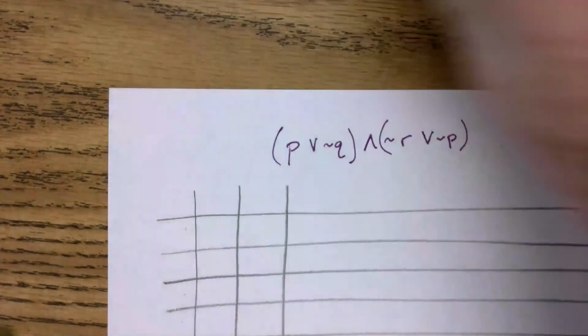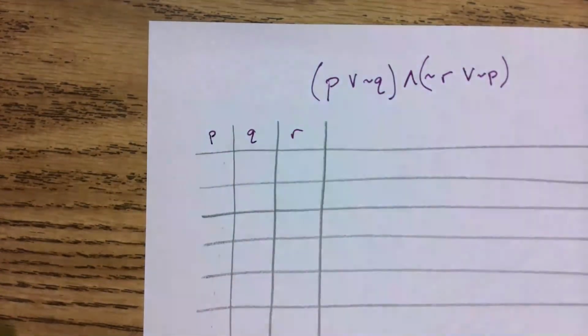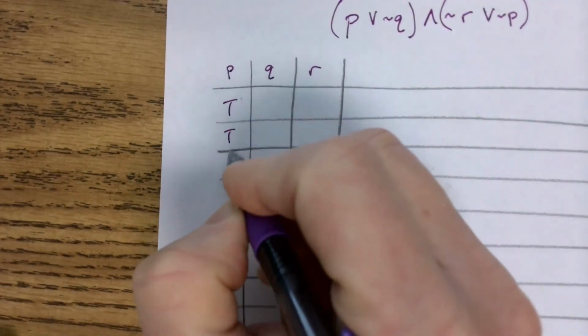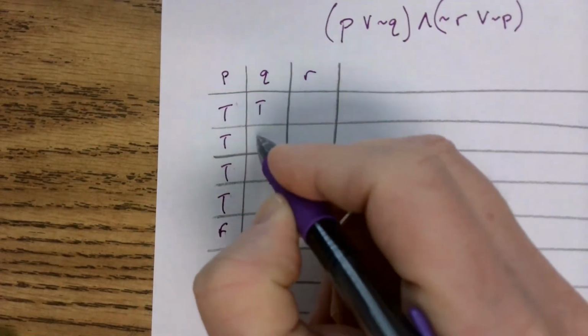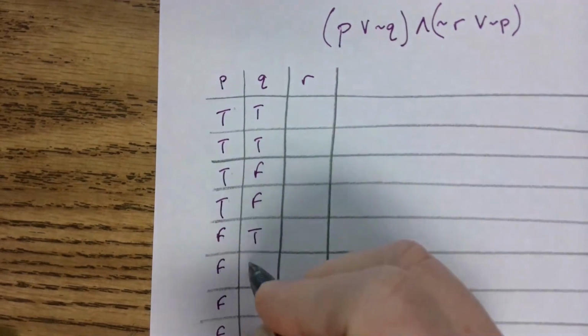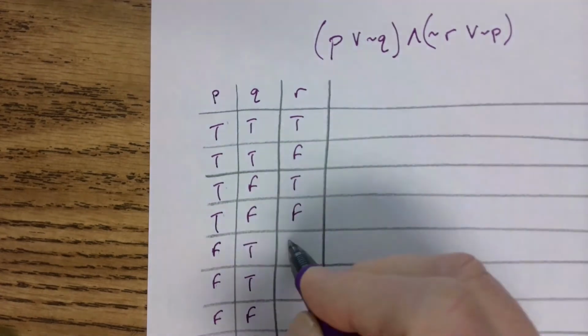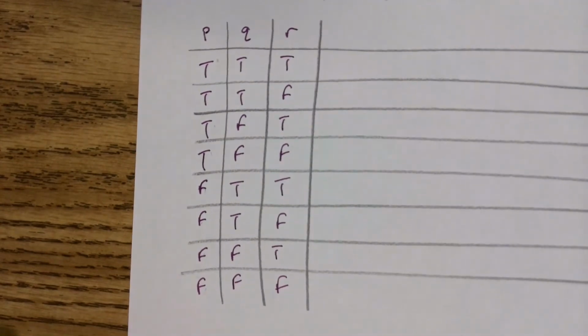On the test, I will give you P, Q, and R. I will fill out the first 3 columns because I like it a certain way. I like true, true, true, true, false, false, false, false, true, true, false, false, true, true, false, false. Why are there so many columns? Well, because with 3 statements, there are 8 possibilities. If we had four statements, it'd be 16. If we had 5, it'd be 32, and it goes on and on.